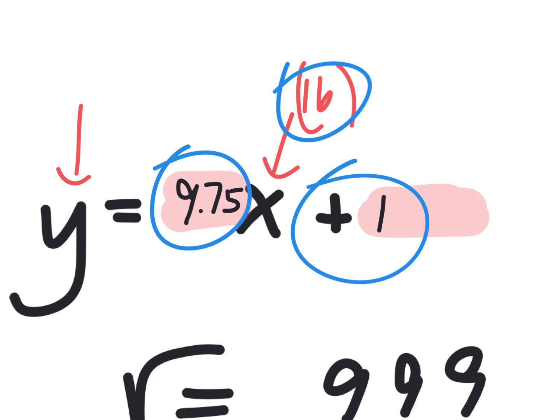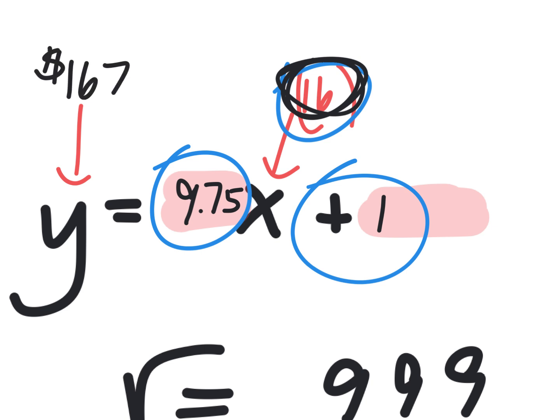If you had Siri, you'd just go, what is 16 times 9.75 plus 1? 16 times 9.75 plus 1 is 157. Raise your hand if you had 157. Okay, cool. What was that again? That was if you had 16-inch long hair, if that was the equation for it, you would have had to pay $157.